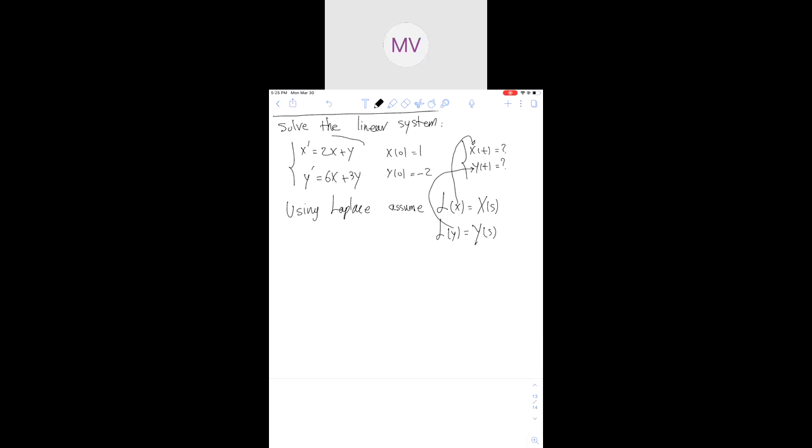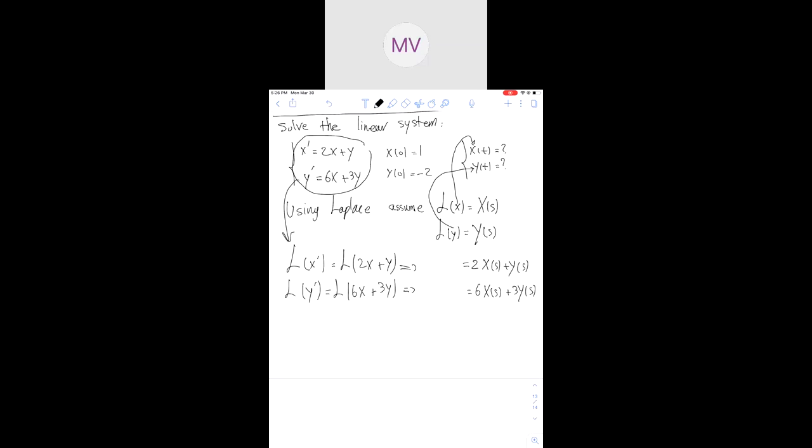Take the Laplace of this system, of both lines. So we're going to get Laplace of x prime equals Laplace of 2x plus y. The other line, we have Laplace of y prime equals Laplace of 6s plus 6x plus 3y. The right side is simply 2x of s plus y of s, correct? And then the other one, you have 6x of s plus 3y of s. Those are the right sides of each equation.